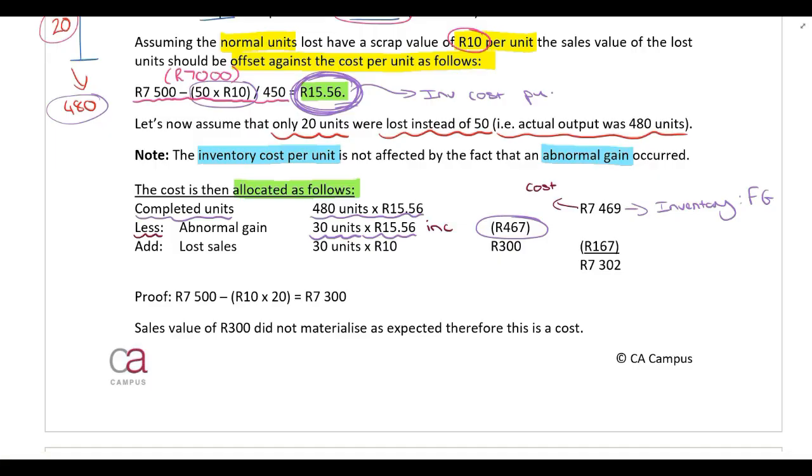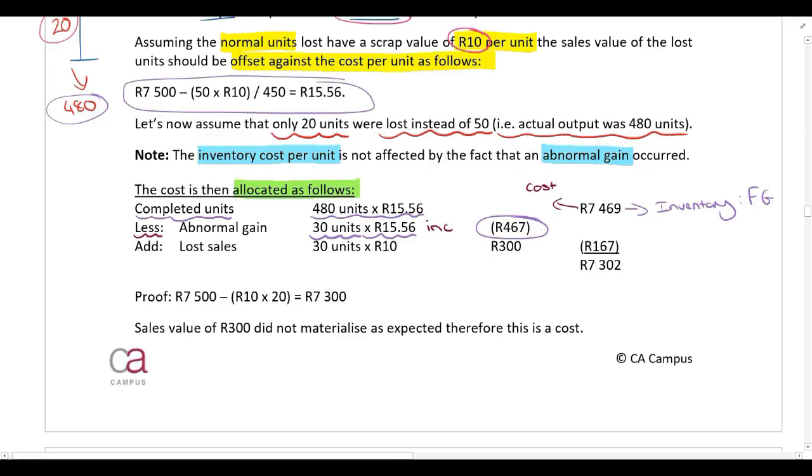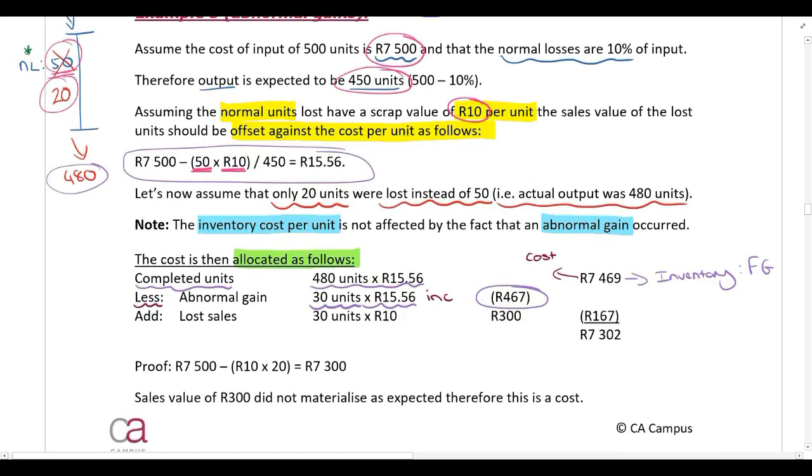However, there's still one more thing we need to take into account in our calculation. I need to take into account the fact that when I calculated this inventory cost per unit above, it was based on the assumption that I was going to sell 50 units at 10 Rand each. I can't sell 50 units at 10 Rand each because my normal loss was not 50 units. My normal loss is only 20 units. So the problem is I've actually made this inventory cost too low because I've taken 500 Rand into account, which I'm not going to get. I'm only able to sell 20 units at 10 Rand each.